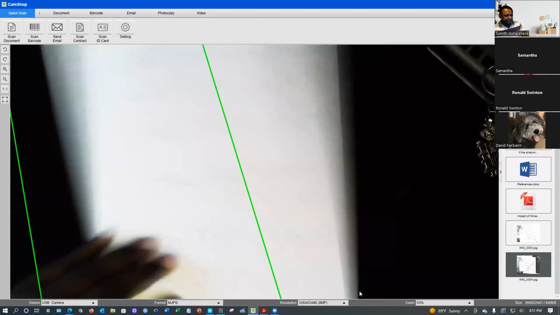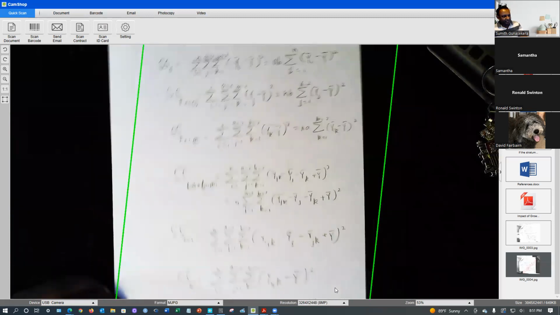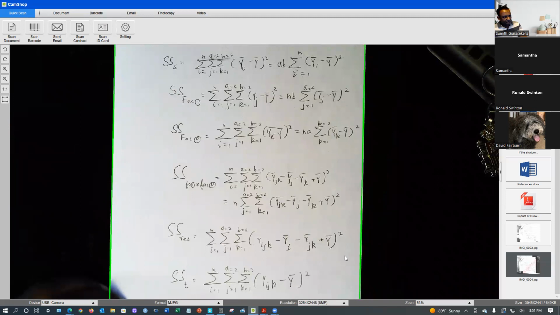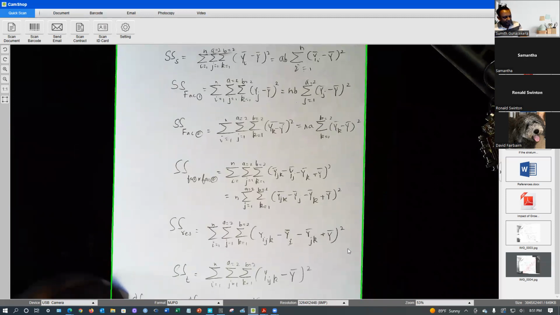So actually, this is how they built it up. We don't have to worry about this formula. I'm just showing you for the sake of showing you. That's how they got that.